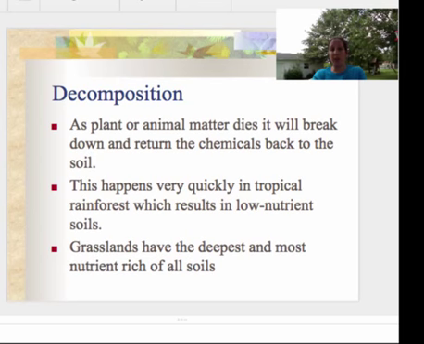Decomposition happens very quickly in tropical rainforests because you have so much moisture, versus a desert where it's going to take a little bit more time to break down that material. And grasslands have the deepest and most nutrient-rich of all soils.